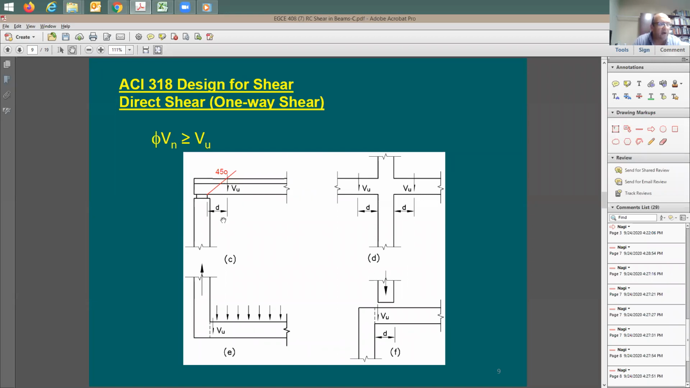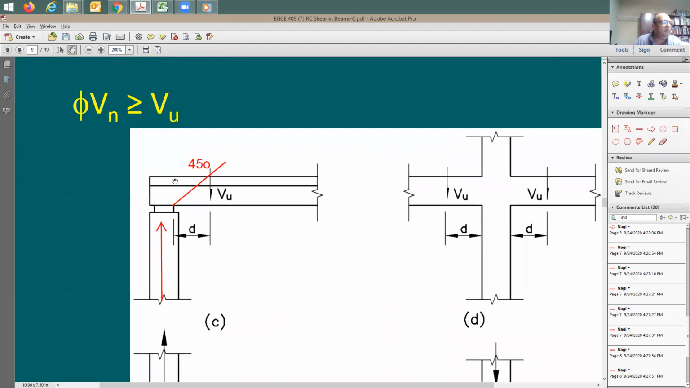So take your ultimate shear right at this section. Meaning, don't take the reaction as the maximum shear. Instead, it's going to be the force that happens at a distance away from the support. Why? Because if you go here 45 degrees, this is going to be D, and the depth is also called D. So this makes sense, 45 degrees.